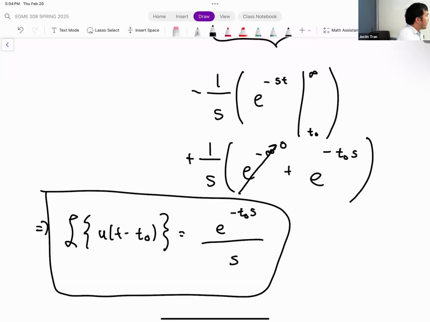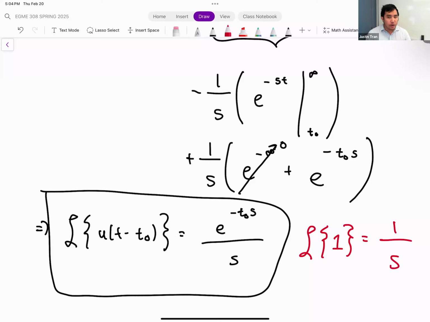All right. If you look at this function right here, it looks like the Laplace transform of 1. If you recall from last week, at one point we took the Laplace transform of just a constant function 1, and the Laplace transform of 1 is just 1 over s. So this looks very similar, and we do have that 1 over s there. But you can see here that we have this additional exponential term in the numerator that has to do with the fact that this step function is shifted by that amount.